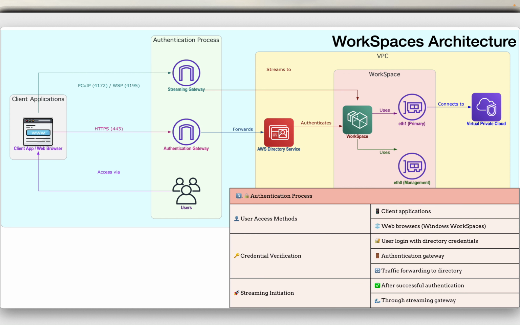Talking about the authentication process. First, user access methods. Users access WorkSpaces via client applications on supported devices or web browsers for Windows WorkSpaces. Then credential verification. Users log in with their directory credentials. Login info is sent to an authentication gateway, which forwards traffic to the directory for verification. And then streaming initiation. After successful authentication, streaming traffic is initiated through the streaming gateway.